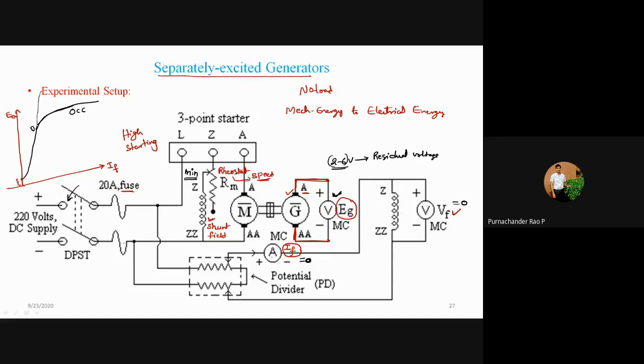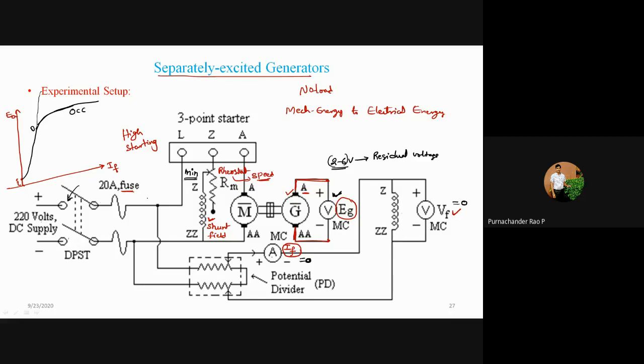The precautions you have to take: the field rheostat must be at minimum and the potential divider must be in the maximum position. Then, after seeing this, you close the DPST switch. Once the DPST switch is closed, your DC supply will be given to your motor as well as to the field winding of your generator.